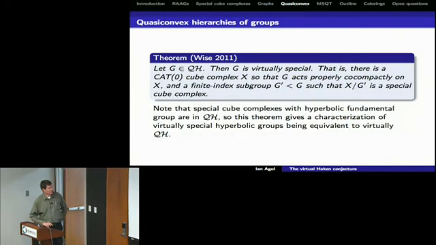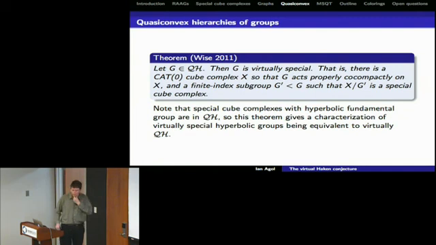So this theorem gives a characterization of so-called virtually special hyperbolic groups. These are the ones that have a cube complex with a finite-sheeted covering space which is special. And that's equivalent to having a quasi-convex hierarchy, up to finite index again.